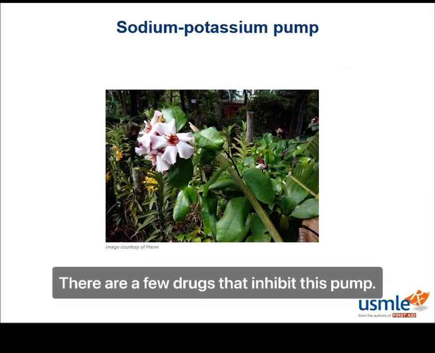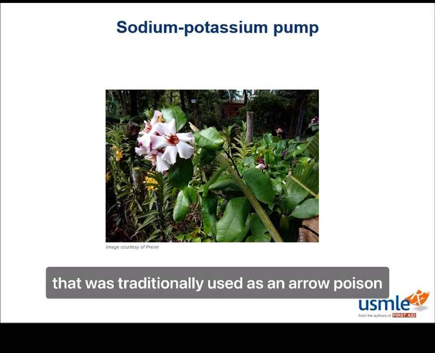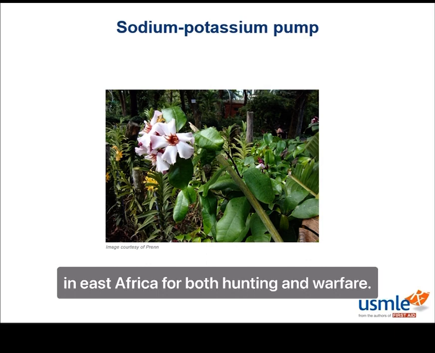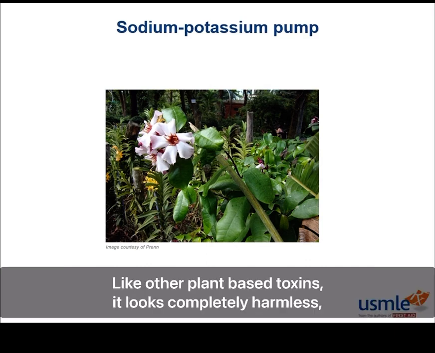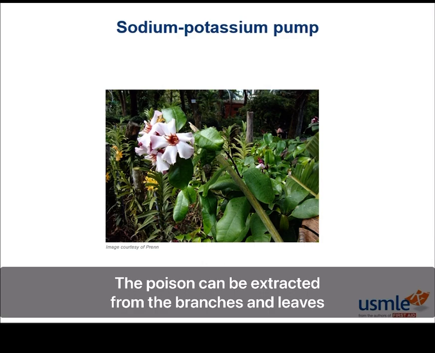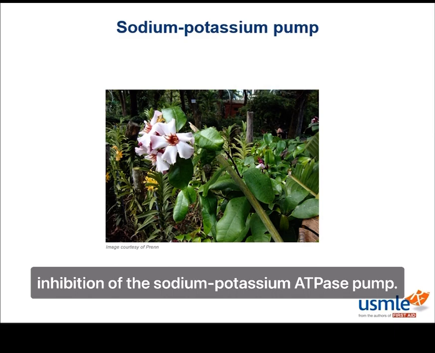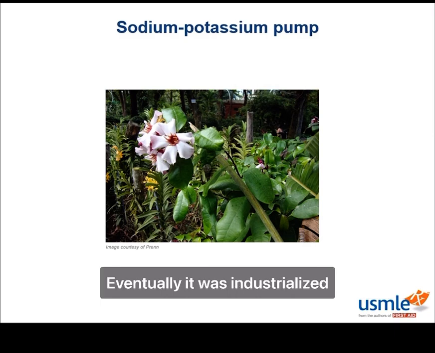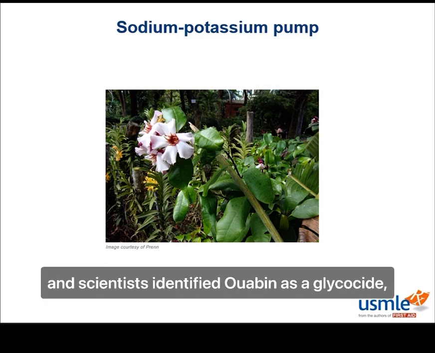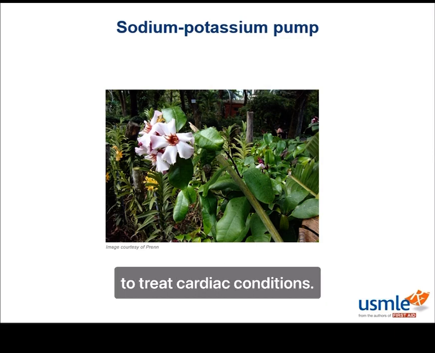There are a few drugs that inhibit this pump. Ouabain is a plant-derived toxic substance that is traditionally used as an arrow poison in East Africa for both hunting and warfare. Like other plant-based toxins, it looks completely harmless, which you can see in this image here. The poison could be extracted from the branches and leaves of the plant by boiling them over a fire, and is fatal by its high-potency inhibition of the sodium-potassium ATPase pump. Eventually, it was industrialized, and scientists identified ouabain as a glycoside and believed, at low doses, that it could be used to treat cardiac conditions.